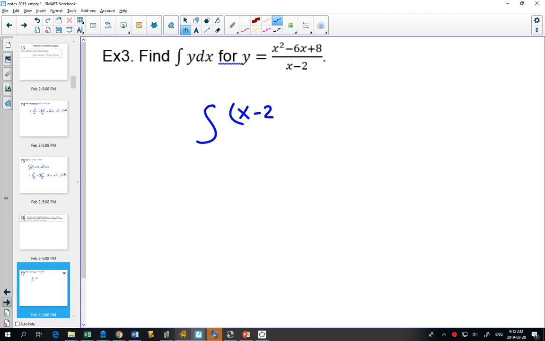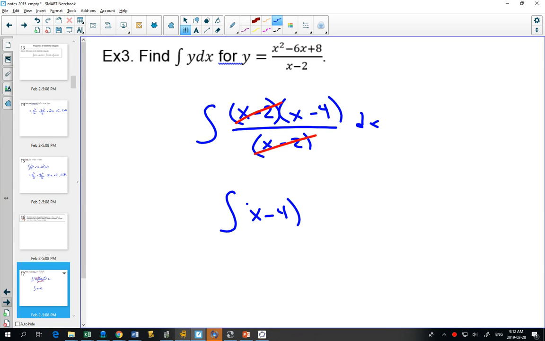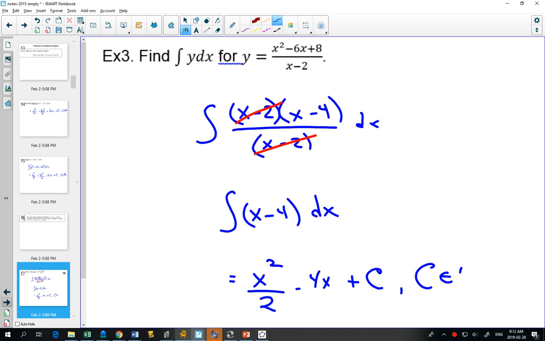Did you think of factoring? Factoring the top, then these x minus 2's cancel, because we don't have a quotient rule for integration. And then our integral is just x minus 4 dx. Add 1 to the exponent and divide, minus 4x plus c.